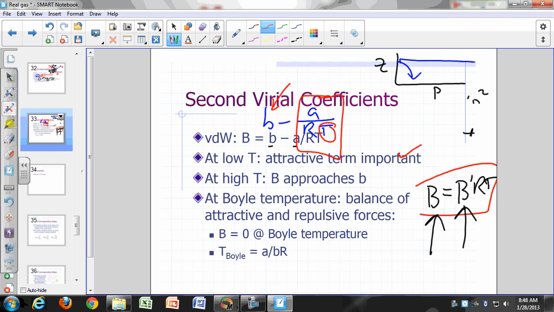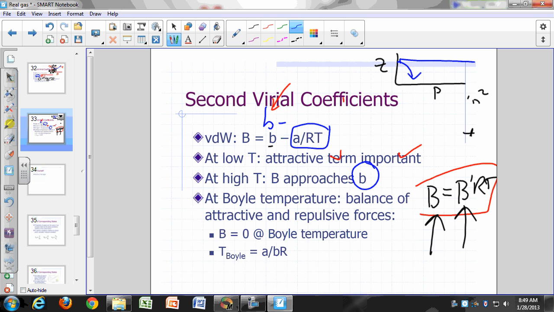What happens at high temperatures? Your big B approaches little b, right? So at very high temperatures, this term will drop out. So at very high temperature, deviations from ideal gas behavior are primarily going to be due to repulsions. At the molecular level, we interpret this as that at very high temperatures, these molecules have very high energies. So attractive forces tend to be irrelevant.